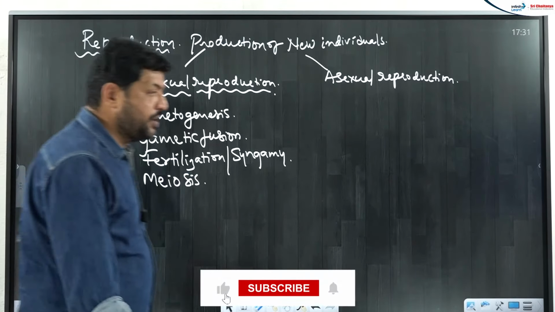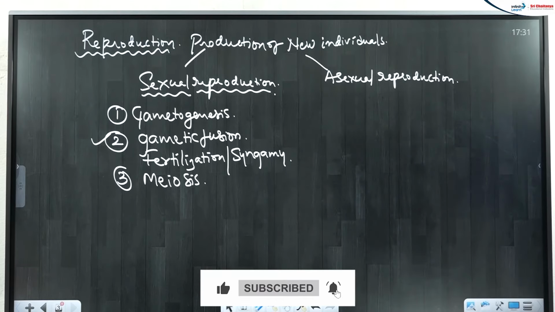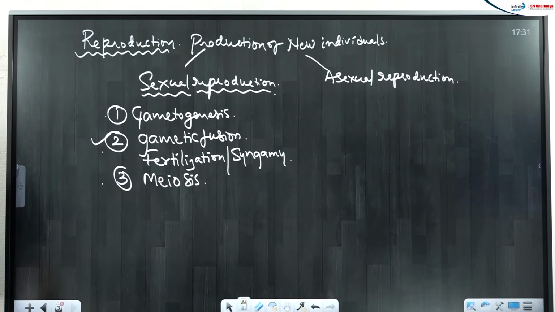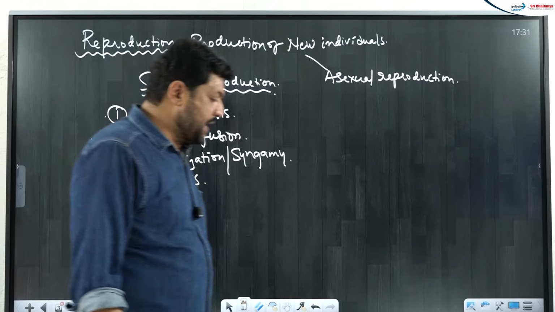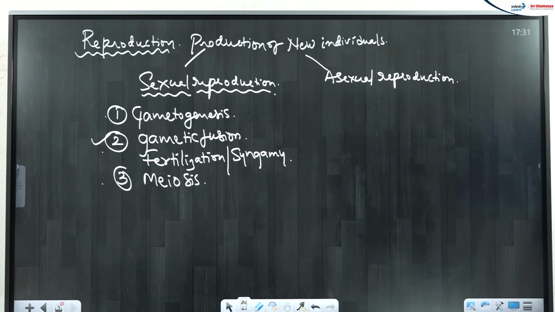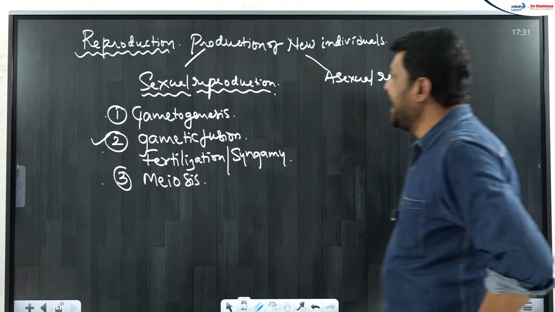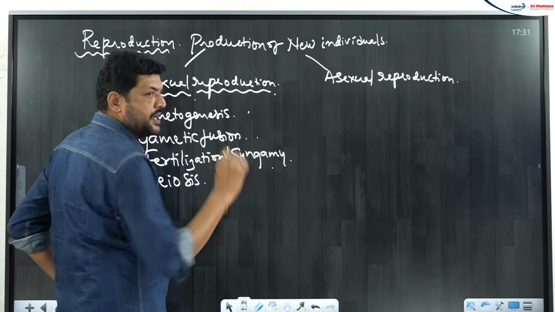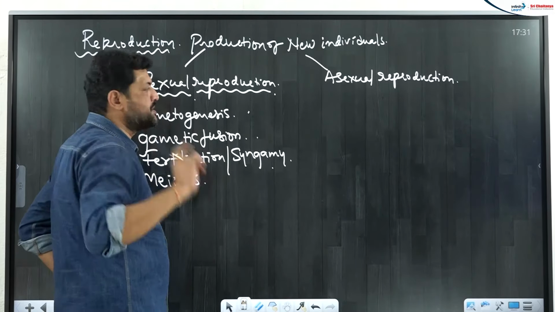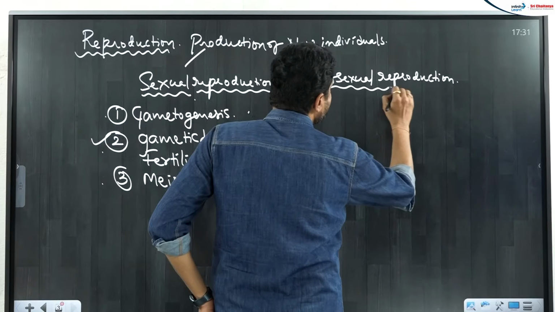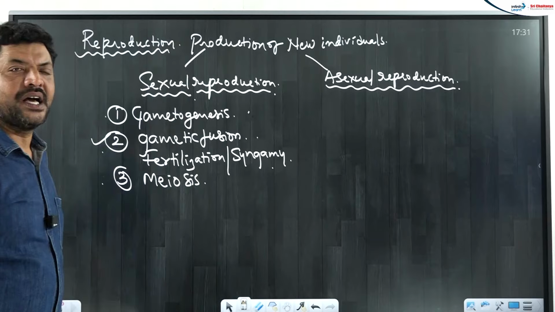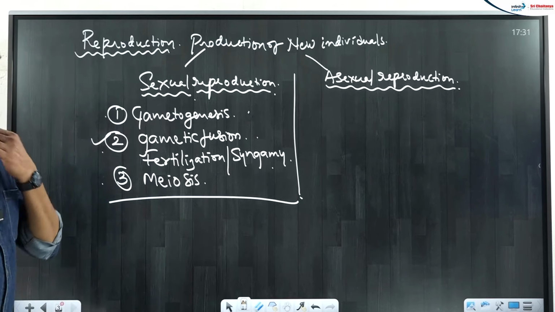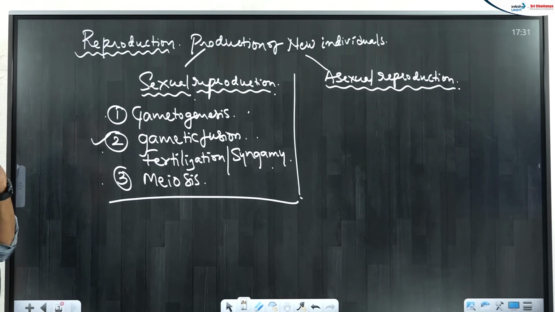Students, do remember, if new individuals are produced by these three steps, what are the three steps? Gametogenesis, gametic fusion, and meiosis. That is called as sexual reproduction. If any one of the three steps is missing, that is called as asexual reproduction. Can you define now what is asexual reproduction? What is not sexual reproduction is asexual reproduction.